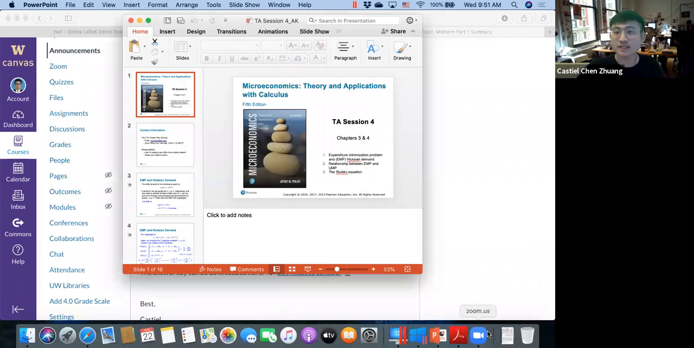So I'll briefly talk about today's plan. We will talk about expenditure minimization, and we'll talk about the relationship between expenditure minimization and utility maximization. And then we'll talk about the Slutsky equation. The coverage of the second midterm is going to be chapters 3 and 4. We don't talk about chapter 5. So if I said that you need to read chapter 5, that's a mistake. We only talk about chapters 1 to 4 before the midterm, and then we will switch to production later after the midterm.